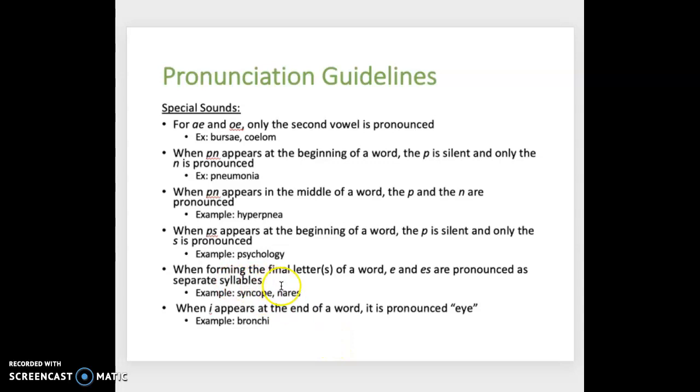And then when forming the final letters of a word, E and ES are pronounced as separate syllables. So instead of syncope, which is what you might think, you pronounce the E, syncope. And this isn't nares, it's nares. You're pronouncing the E. And when I appears at the end of the word, it's pronounced I. So this isn't bronchi, this is bronchi.